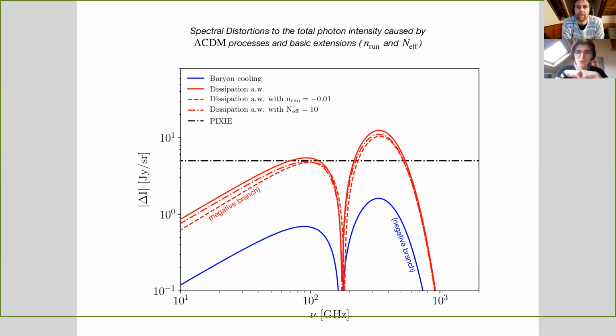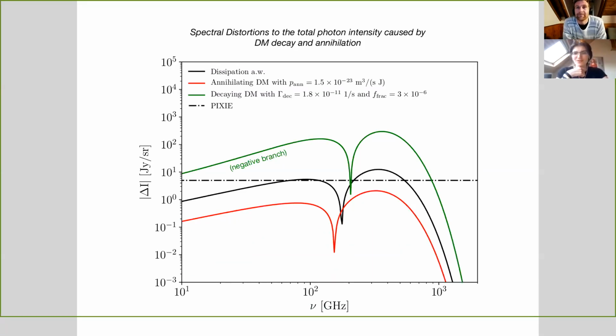In the dot-dash line, we also tried the extreme case of N effective equal to 10. Of course, we know that N effective is not equal to 10, but this was just to show how much it can influence spectral distortions. We see that the signal is different, and it is different in a region that PBH would be sensitive to, so PBH would be able to measure these differences. These are the ones predicted within Lambda CDM and two basic extensions, with the running and N effective. Okay, so here we're looking at other really cool models, for example annihilating dark matter and decaying dark matter. We've left in the dissipation of acoustic waves as the black one in the background, just as a reference.